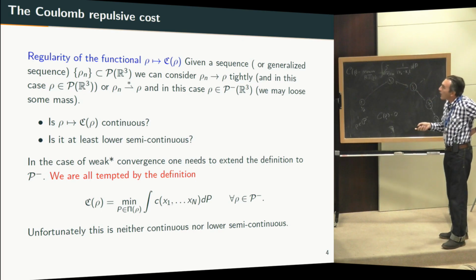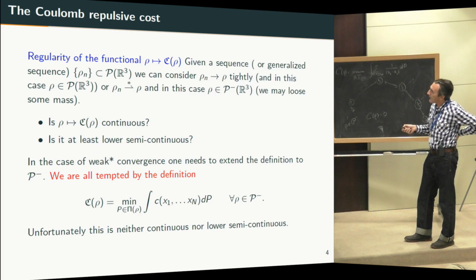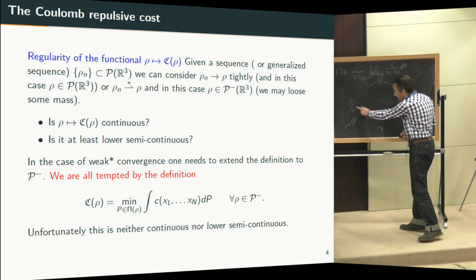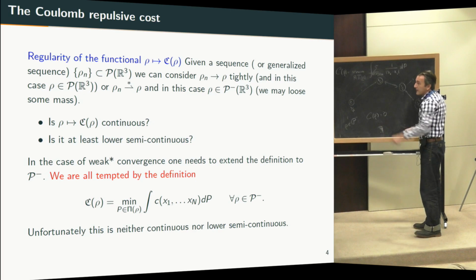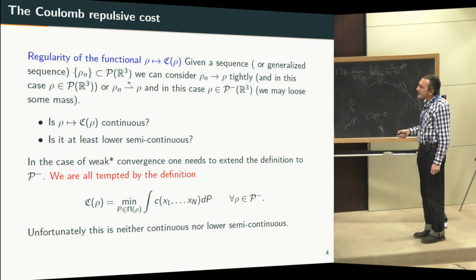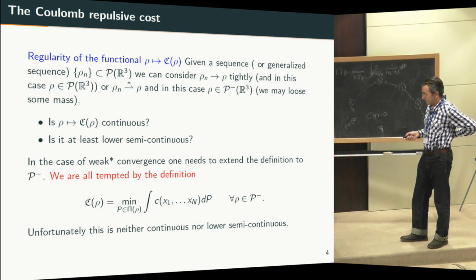So if I want to get something which is lower semi-continuous, when I approximate a sub-probability measure with a sequence of probability measures, on this measure here I should have C of rho equal to 0. If I take the other definition, this extension of C will not be lower semi-continuous, okay?